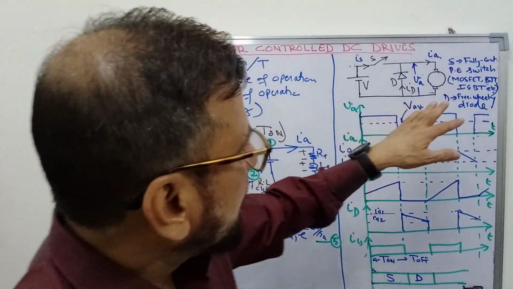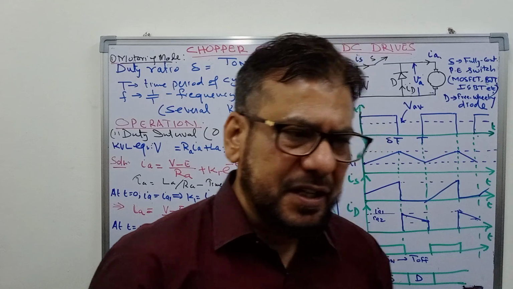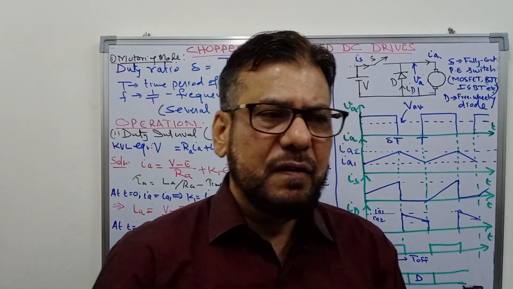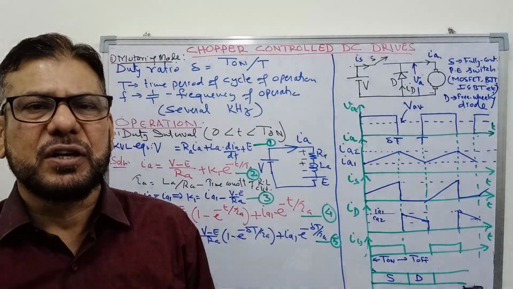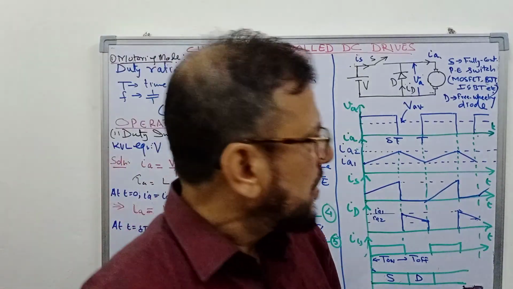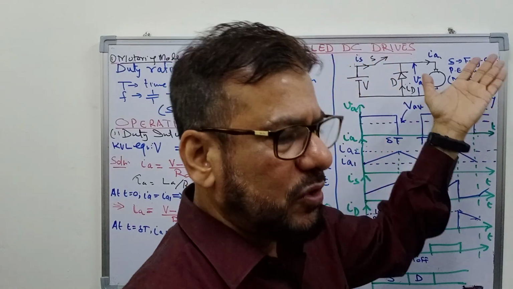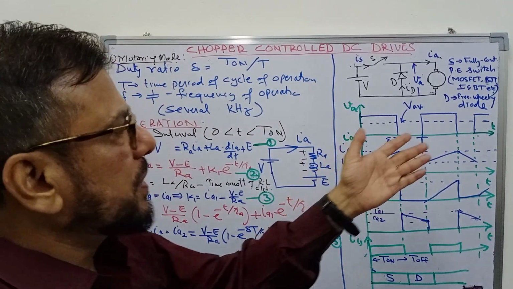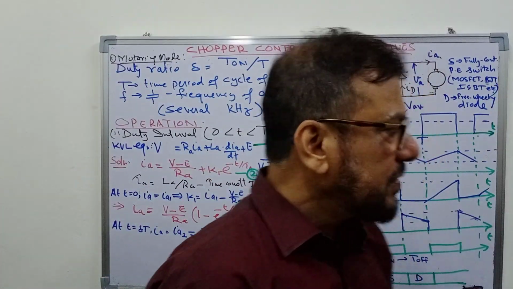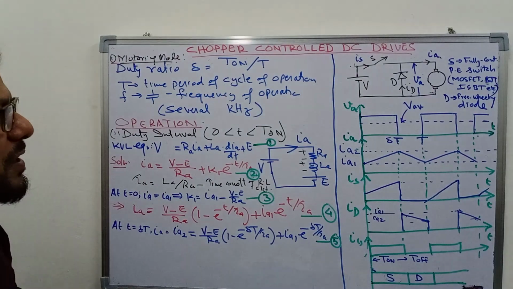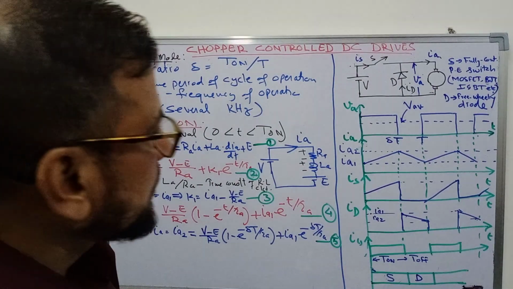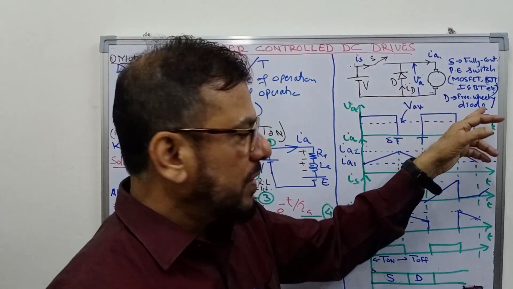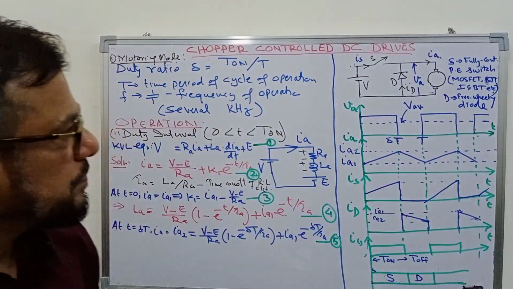So MOSFET or BJT or IGBT, they are getting some gating signal. When the signal is available, they will remain on. When the signal is removed, the switch will turn off. So it is a fully controlled switch, not of the thyristor family, that is MOSFET, BJT or IGBT. These switches can operate at high frequency also as compared to thyristor. So there are advantages of these transistor switches. And here we are connecting a diode that will work as a freewheeling diode in this case.